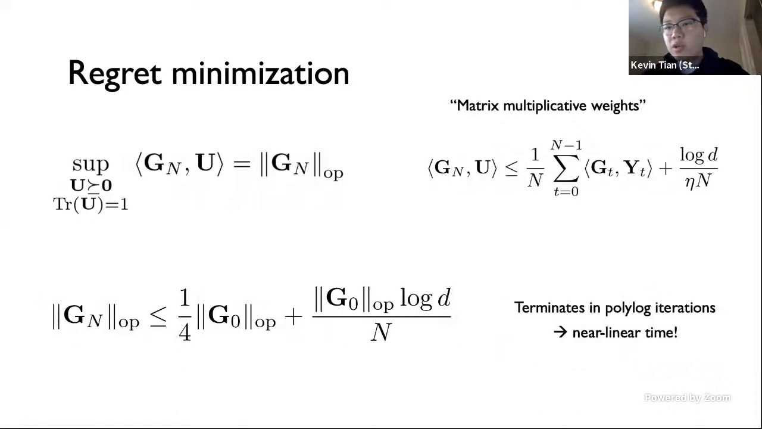Okay, so some straightforward calculations show that as long as we successfully filter each round, we can repeatedly halve the covariance operator norm in roughly log d iterations. So the whole algorithm terminates in polylog rounds of filtering, and this is nearly linear time.